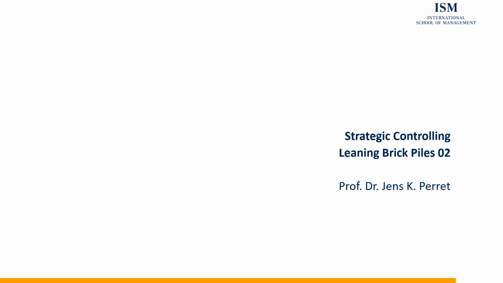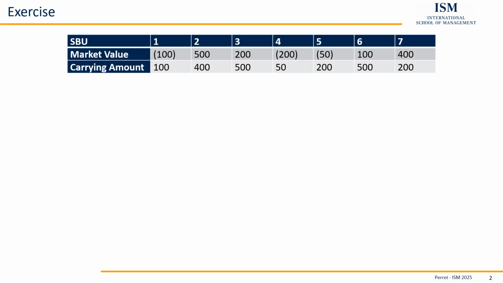Welcome to this exercise on the Leaning Brick Piles approach. Here we have for 7 business units the market value, so more or less what this business unit would be worth on the free market, and the carrying amount or book value of the respective business unit.